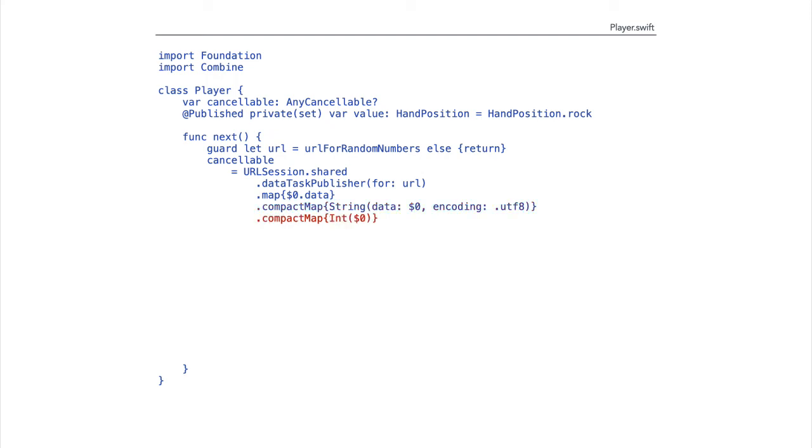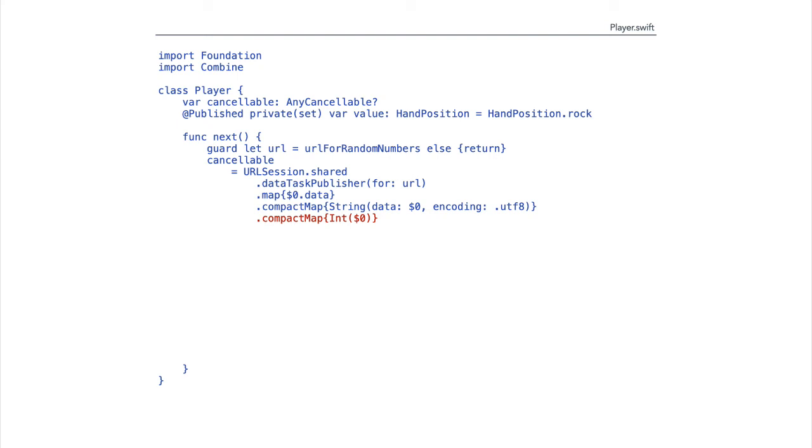I have to convert that publisher of strings to a publisher of ints, and I use compact map again because I might not be able to convert that string to an int. If I can't convert it to an int, compact map just says nothing ever happened, and if I can, it force unwraps it to the int underneath, and now I have a publisher of ints that could fail.